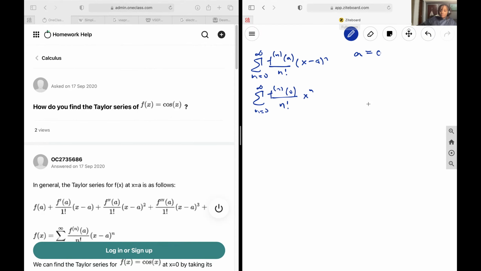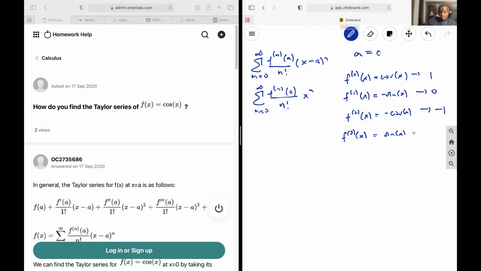So let's go about finding the first couple of derivatives. f of x equals cos x, evaluated at 0, that's going to be the cos of 0, which is 1. The first derivative is negative sine x evaluated at 0, which gives us 0. The second derivative is negative cos x evaluated at 0, which is negative 1. The third derivative is sine x evaluated at 0, which is 0. The fourth derivative is cos x evaluated at 0, which is 1.